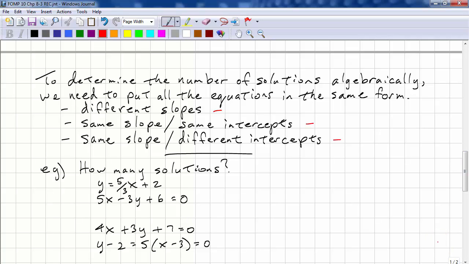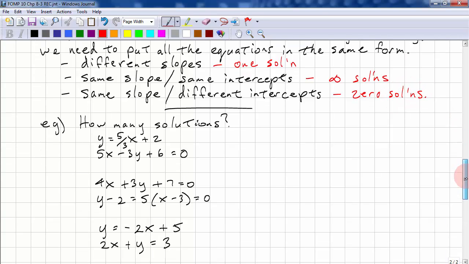So to determine the number of solutions algebraically, we need to put all the equations in the same form. If they have different slopes, then there's one solution. Because if the slopes are different, they have to cross somewhere. If they have the same slope and the same intercepts, we have an infinite number of solutions. If we have the same slope and different intercepts, then we have 0 solutions. So let's try a few questions here.